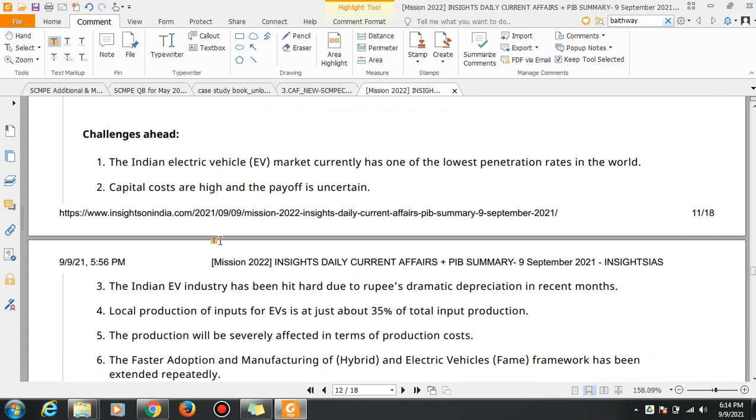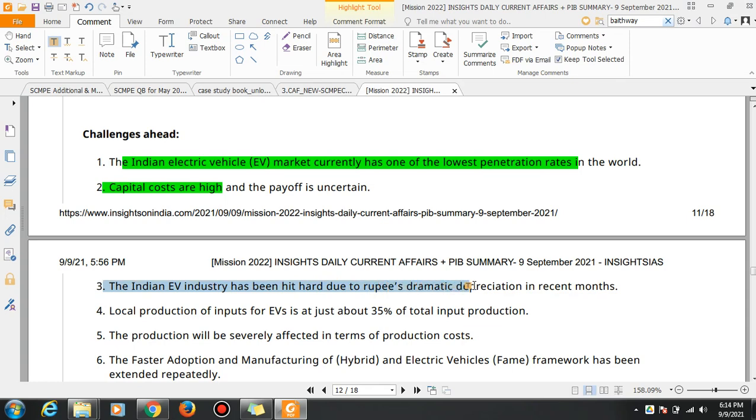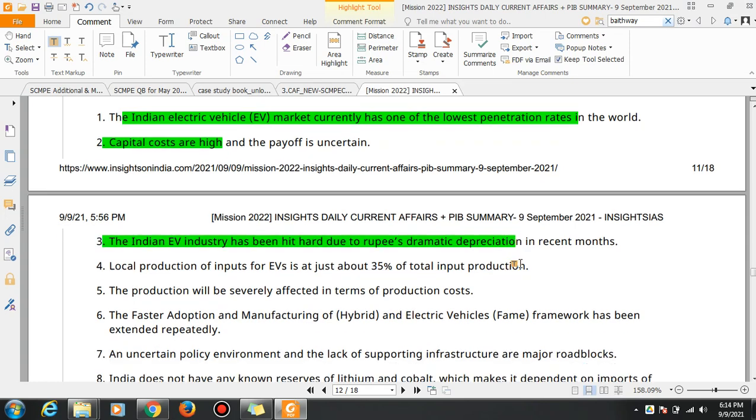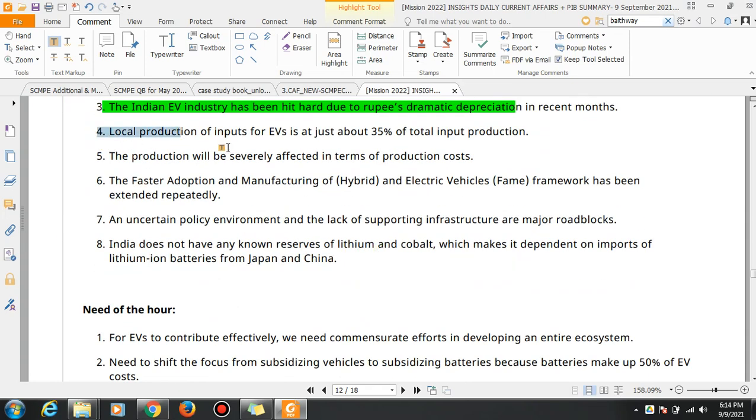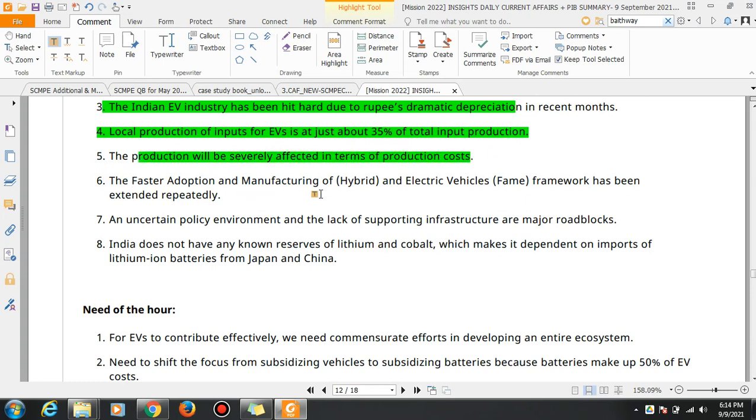Challenges ahead. The Indian electric vehicle market currently has one of the lowest penetration rates in the world. Capital costs are high and payoff is uncertain. The Indian EV industry has been hit hard due to the rupee's dramatic depreciation in recent months. Local production of inputs for EVs is at just about 35% of total input production. Production will be severely affected in terms of production cost. The Faster Adoption and Manufacturing of Electric Vehicles framework has been extended repeatedly.